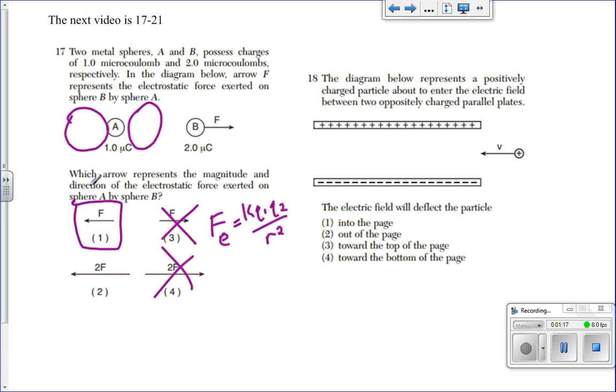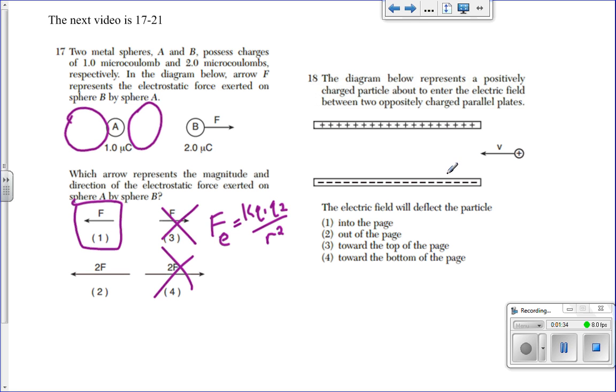The other way you could look at this is using Newton's third law, realizing that if you have two objects and there's a force between them, they need to have equal and opposite forces. So if this is F, that also needs to be F, and they're pointed in opposite directions.